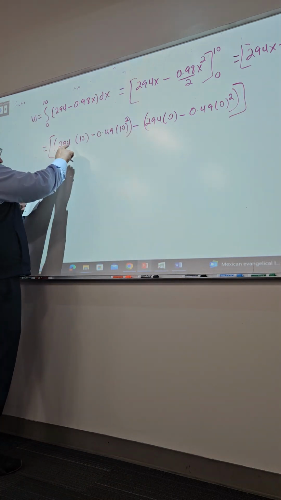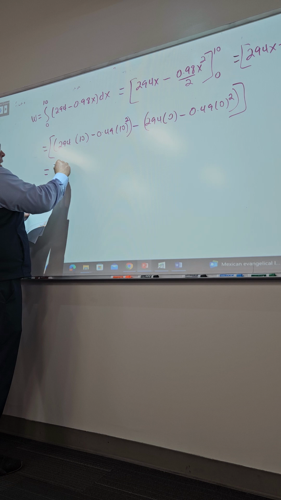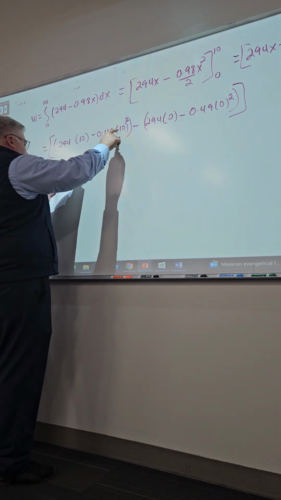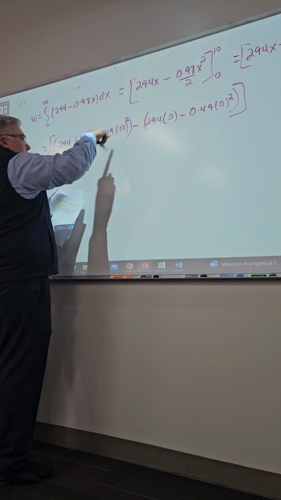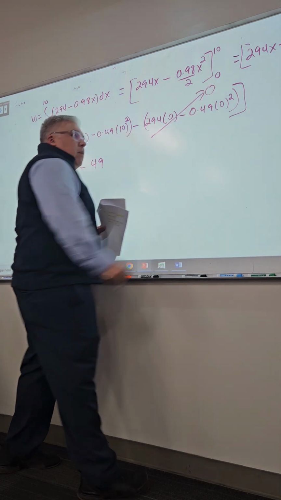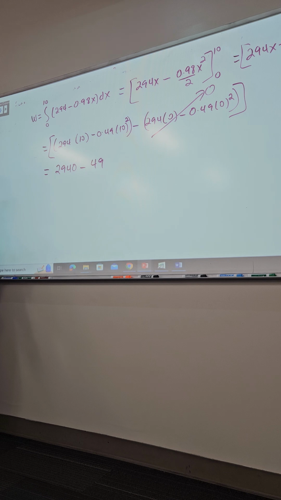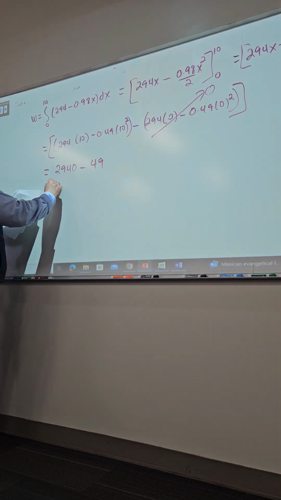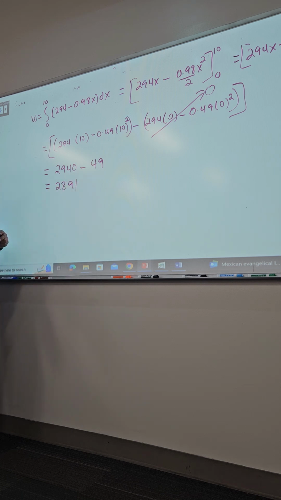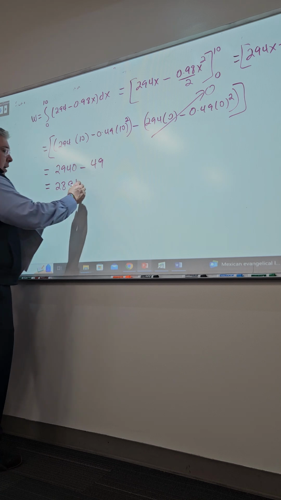When you do that, 294 times 10 is 2,940. Minus 10 squared is 100. When you multiply 100 times 0.49, it's going to move that decimal over twice, giving you 49. This whole thing goes to 0. So far, so good? And just subtract them. We got 2,891. But it's kilograms, meters per second squared, that's joules.